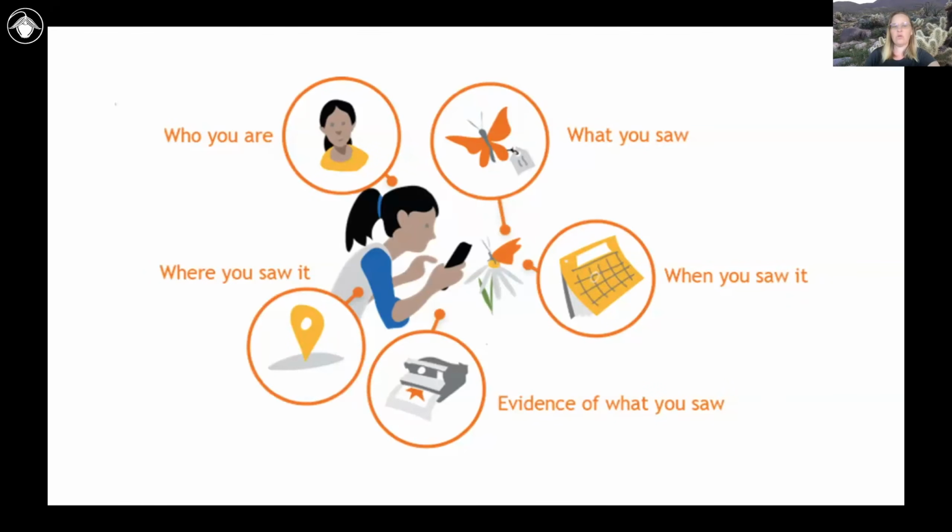And then also where you saw it. It will usually record with a precision of about 3 meters, depending on where you are. So whatever the GPS on your cell phone is capable of, it will record that location.